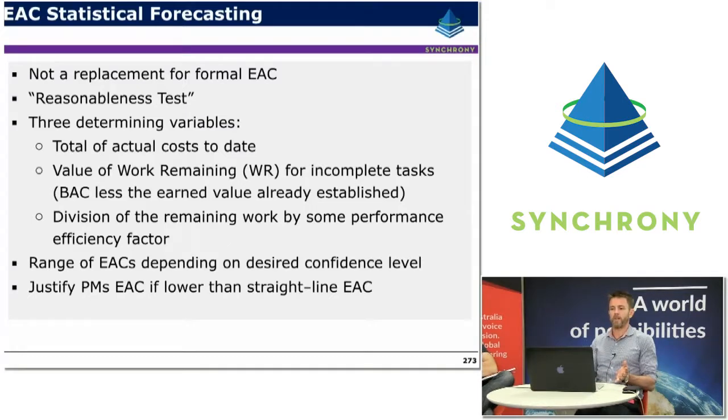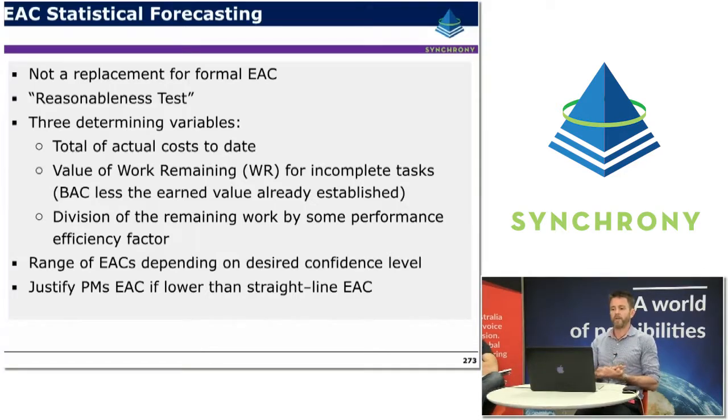The three determining variables for your EAC are the total of your actual cost to date, the value of work remaining for incomplete tasks, which is basically your budget at completion less the earned value for the work that you've already completed, and the division of the remaining work by some performance or efficiency factor. So the whole idea with the statistical forecasting is you look at the remaining work, you look at your efficiency or your CPI for the work you've been performing to date, and then you project that to some extent for the remaining work and you see what the numbers look like.